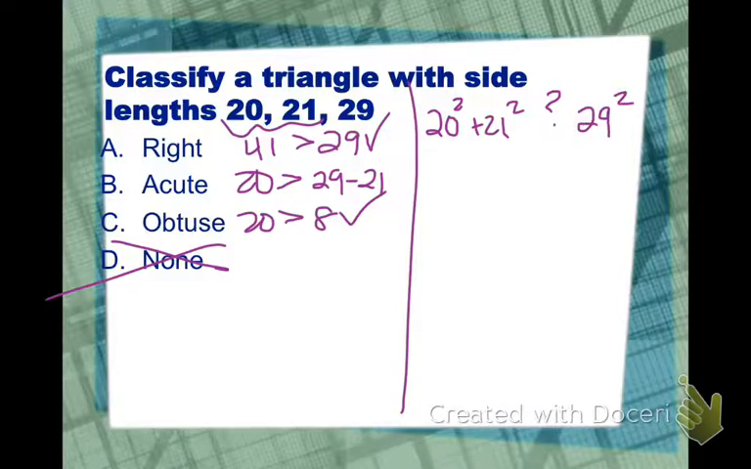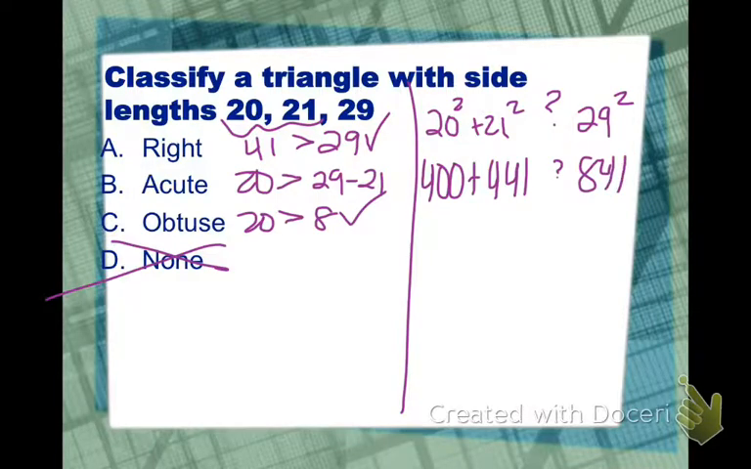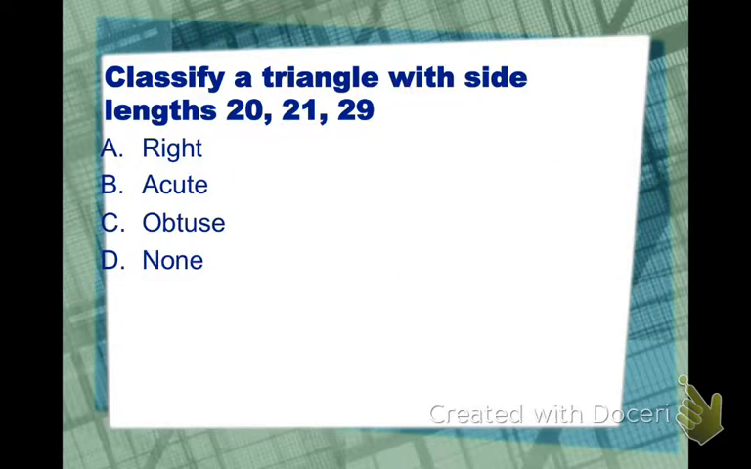400 plus 441, we're comparing to 841. Well, we end up with 841 on the left, 841 on the right. Wouldn't you know it, these are equal. That equality tells us this third example is going to be a right triangle.